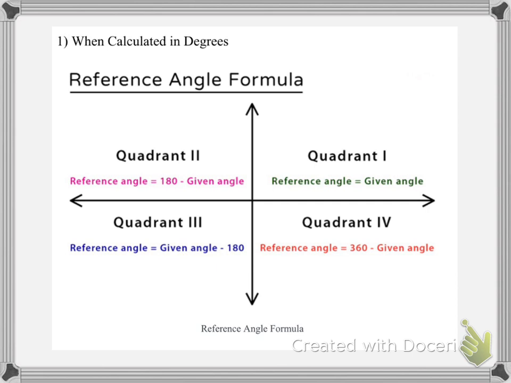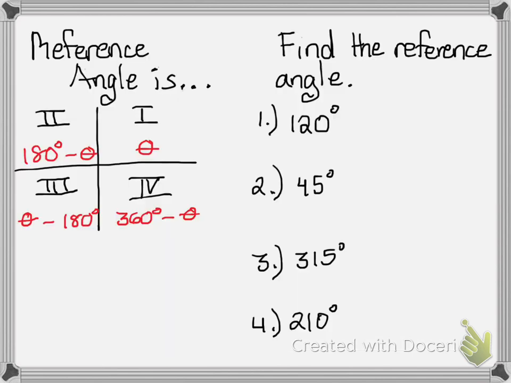So how to calculate your reference angles? If it's in the first quadrant, whatever angle that is, that's also the reference angle. If it's in the second quadrant, you're going to do 180 minus whatever angle they gave you. If it's in the third quadrant, you're going to take that angle and subtract 180. If it's in the fourth quadrant, you'll do 360 degrees minus that given angle. Let's do a few examples.